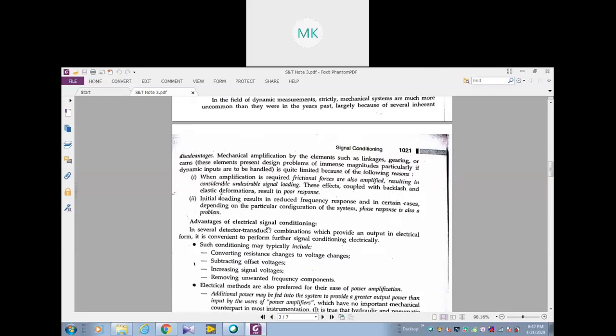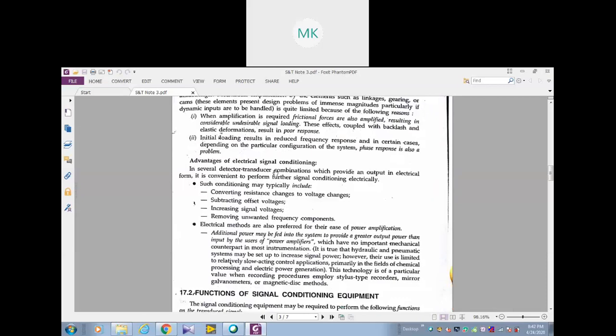Now, advantages of electrical signal conditioning. And you know what is electrical signal conditioning? The conditioning typically includes converting resistance changes to voltage changes. Now this is the advantage, you can change the resistance variation into voltage variation. Subtracting the offset voltages, that is, removing the offset voltage, you can do. Increasing the signal voltages, removing the unwanted frequency responses.